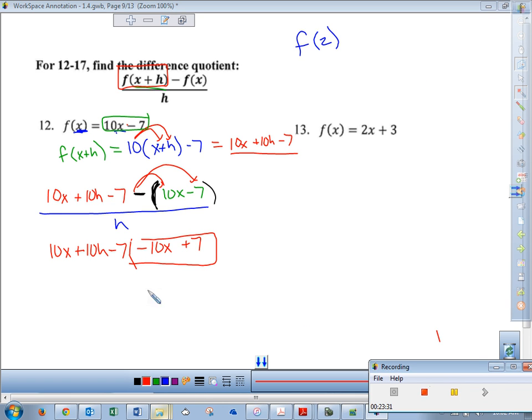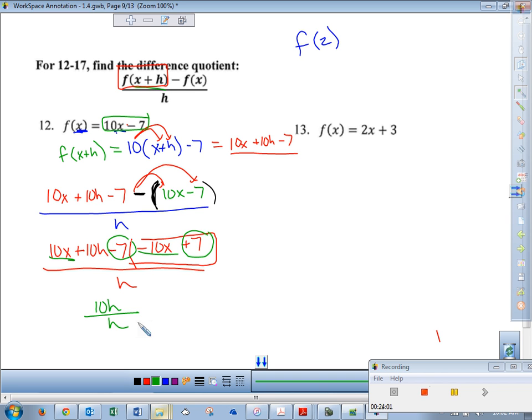There we go. Then it's over h still. Awesome? So this guy in the box is basically the opposite of that function because we had the negative 1 in there. Now what we've got to do is clean up the numerator. Isn't this 10x and this minus 10x like terms? What happens to those? How much do they add up to be? Nothing. We've got a negative 7 and a positive 7, correct? Isn't that nothing also? What's left in the numerator is 10h. It is still over that h though.